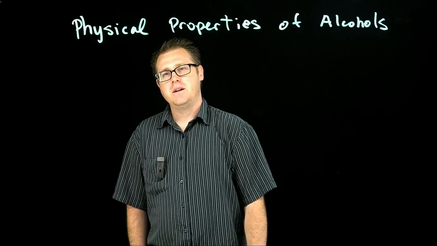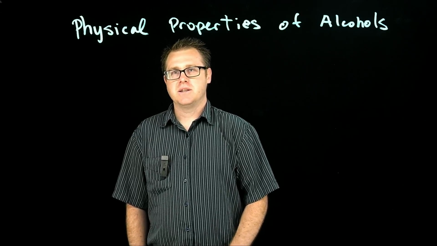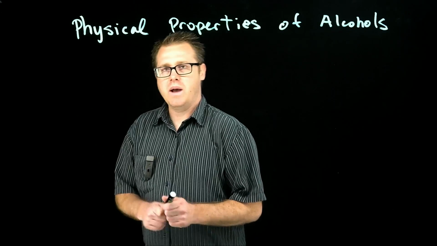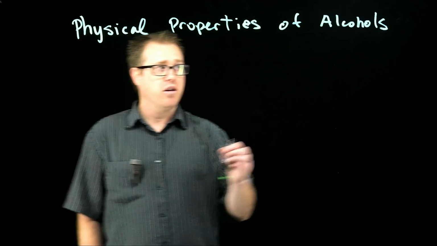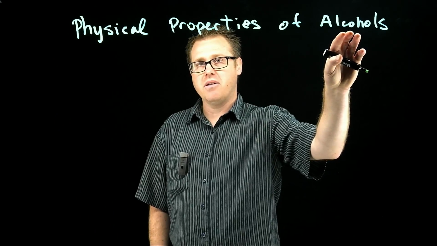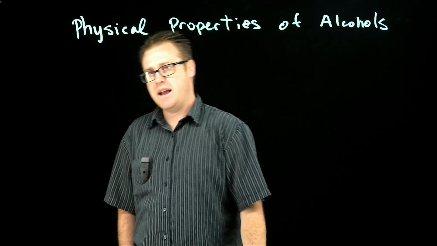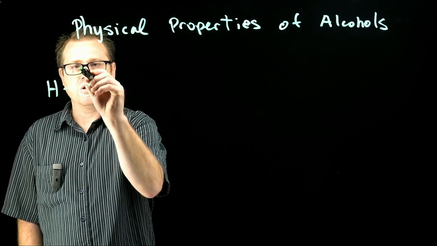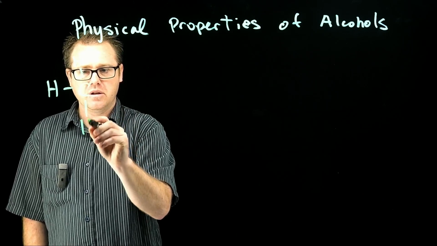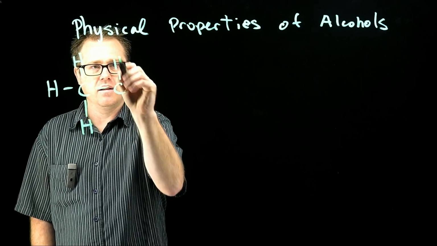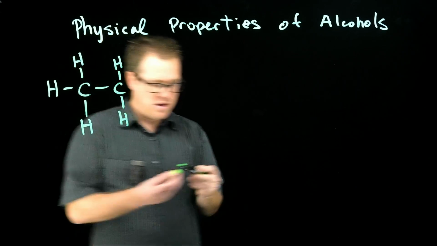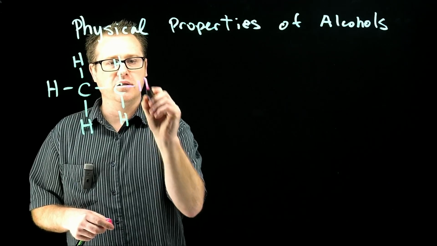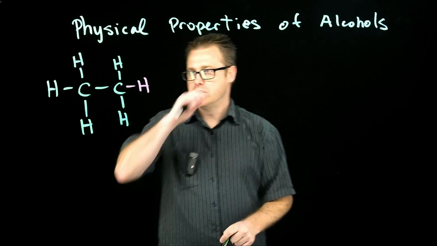Hello class. We're going to start off our discussion today about the physical properties of alcohols. And a really good way to do that is to compare the physical properties of alcohols to alkanes and alkyl halides. So if we draw a Lewis structure here of ethane, I want to highlight this hydrogen in pink. So there's our ethane.